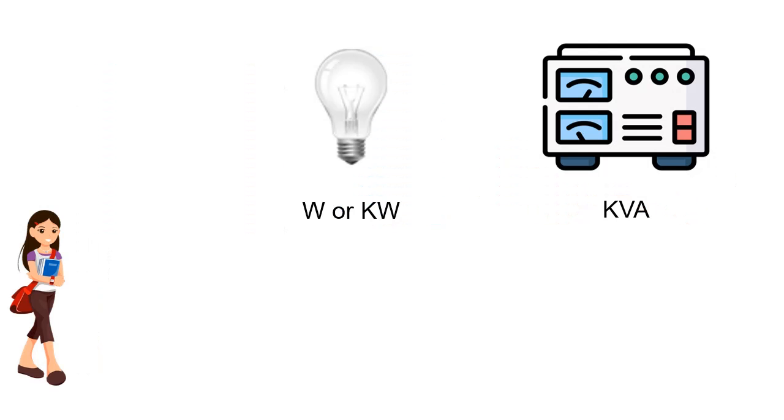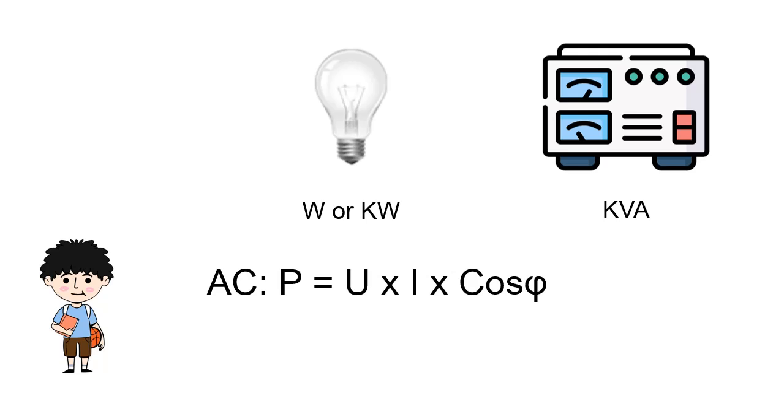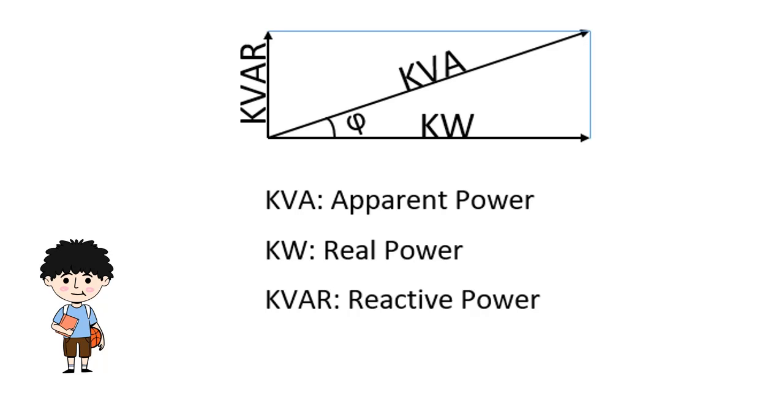In addition to showing in watt or kilowatt, I also see power capacity in kVA. What does it mean? For AC power, the power is multiplied by the cosφ, the power factor. For DC, cosφ equals 1, so we don't care. Apparent power is the vector sum of real power and reactive power.